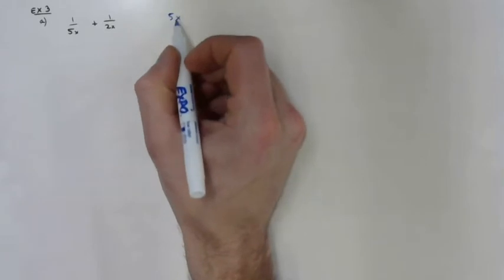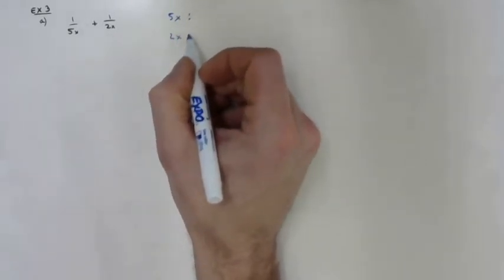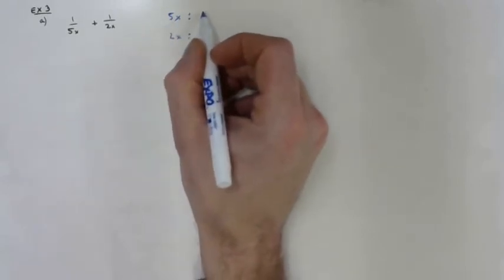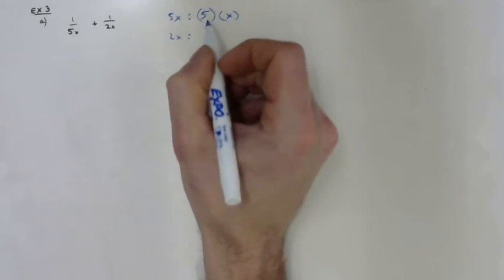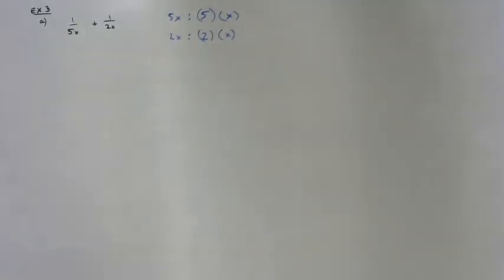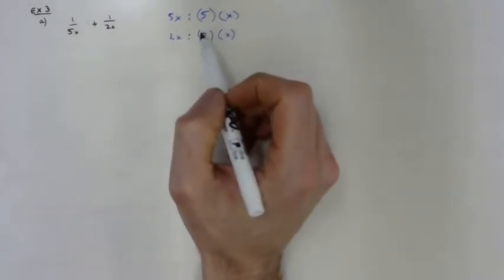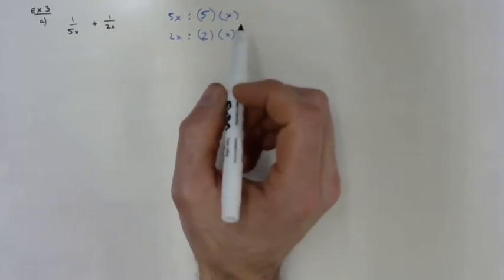Well, I think about my denominator 5x and the denominator 2x. The factors of this are 5 and x. The factors of this one are 2 and x. And I need all the factors that they have in common. Sorry, I'm saying the wrong words. I need to create a common denominator.